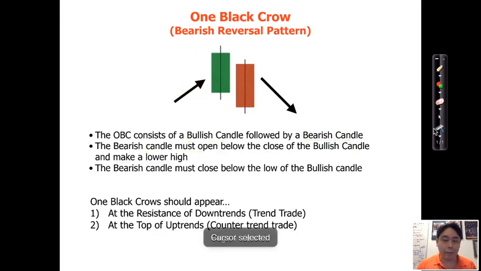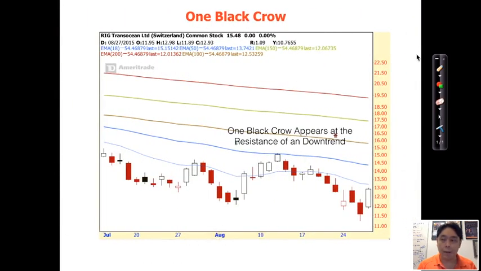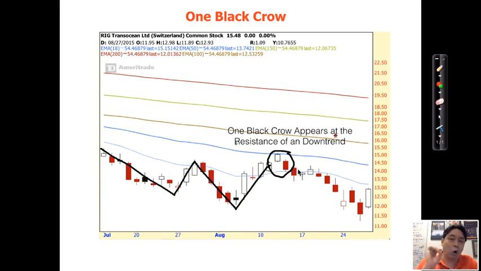So let's see where it appears again on the charts. All right. So what we have here is a downtrend. You can see clearly it's a downtrend. The moving averages are sloping down. The 50 moving average is below the 150, clear downtrend. Down, retrace, boom, one black crow. Can you see that? And the one black crow is hitting the moving average. So like I said, you always want to see the candlestick pattern interacting with the moving average, or interacting with some kind of resistance or support to give it added confluence.